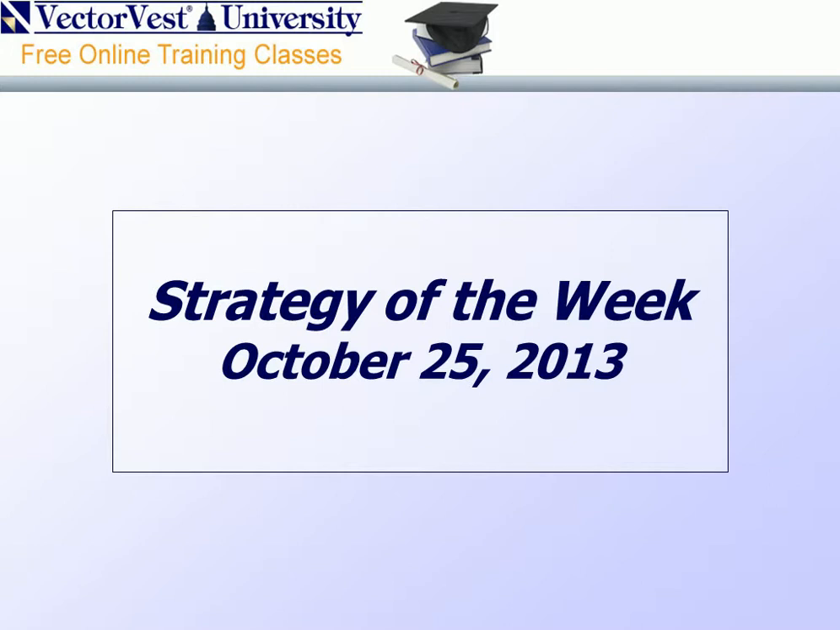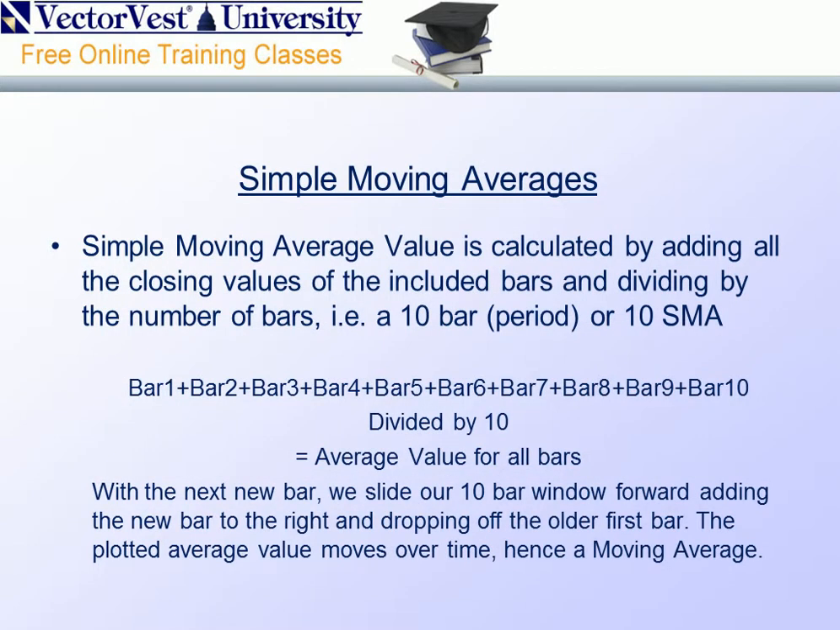Tonight's strategy is titled, Discover the Power of RMA. RMA stands for Relative Moving Average. To better understand the RMAs, let's begin with an understanding of simple moving averages. A simple moving average value is calculated by adding all the closing values of the included bars and dividing by the number of bars to get their average value.